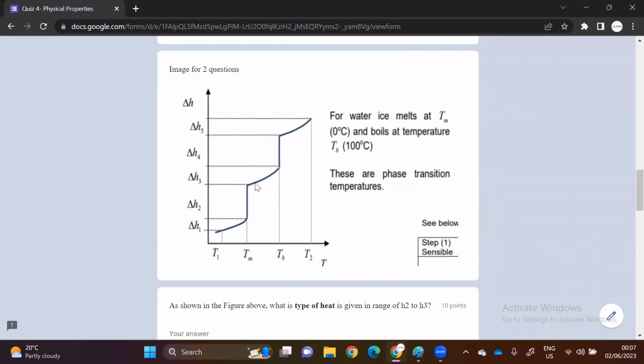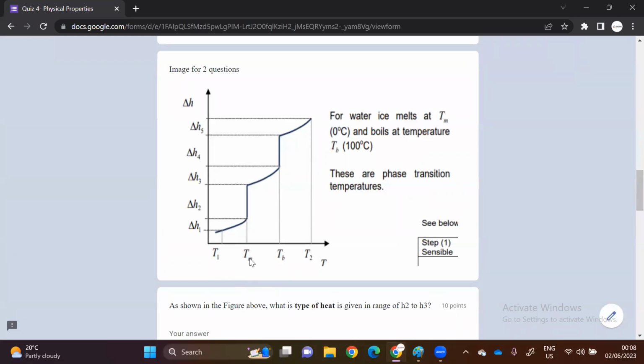Next, images for 2 questions. For water, ice melts at Tm. As you see, this is Tm, melting point, and Tb, boiling point. So these are phase transition temperatures. First of all, this is the thermodynamic property that we need to learn about. This is the enthalpy and temperature relationship graph, right? First of all, this is the solid phase. Let's say this is ice, and it is heated up, reaching its melting temperature Tm. As you know, ice melts at 0 Celsius. And the H1 between T1 and Tm will be sensible heat.